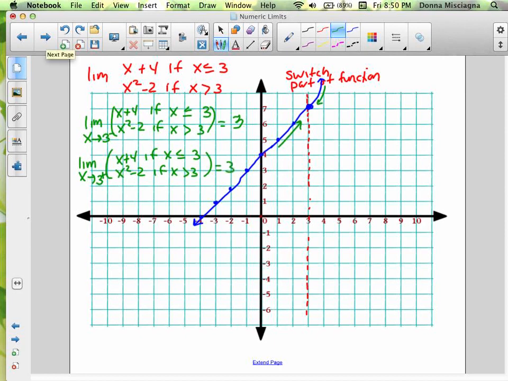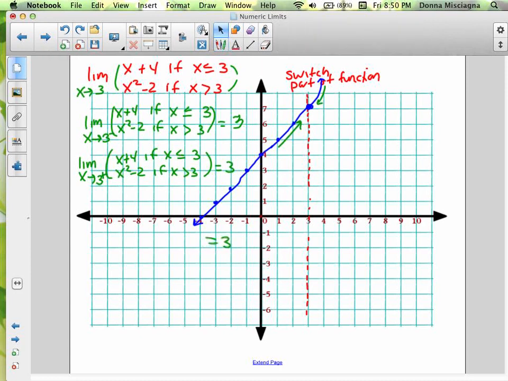Therefore, our limit as x approaches 3, I don't know how that got left off, the limit of x plus 4, the whole thing there, as x approaches 3, is going to be equal to 3. That's supposed to be an equal sign. That's not a funky new symbol.